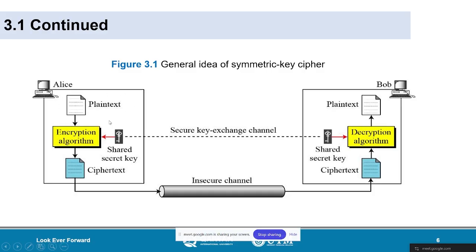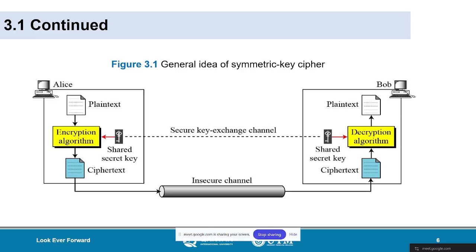Now, I have a plain text. I encrypt it using an encryption algorithm with a key, and I have the ciphertext. Now, I will send this ciphertext all the way to Bob, or Alice will send it to Bob. Bob got the ciphertext, and Bob knows which algorithm Alice used, so he will use the decryption part of it. And of course, he has the key. Now he will get the plain text.